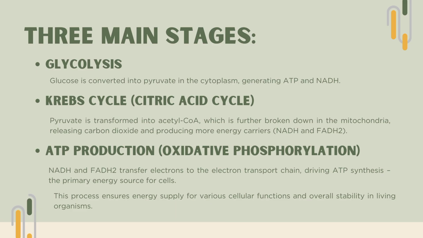So the first major stage in carbohydrate metabolism is glycolysis. This process occurs in the cytoplasm of cells and involves the conversion of glucose into pyruvate, generating a small amount of ATP and NADH. Glycolysis is crucial because it provides both immediate energy and the necessary building blocks for other metabolic pathways.